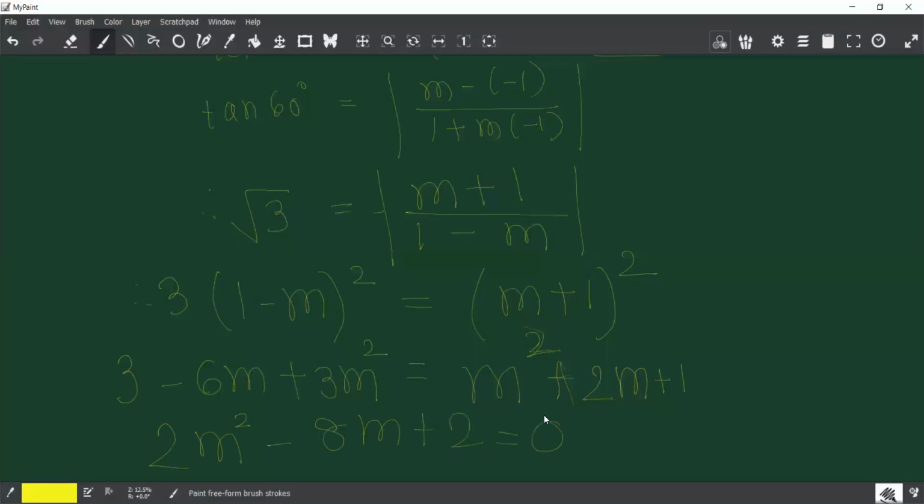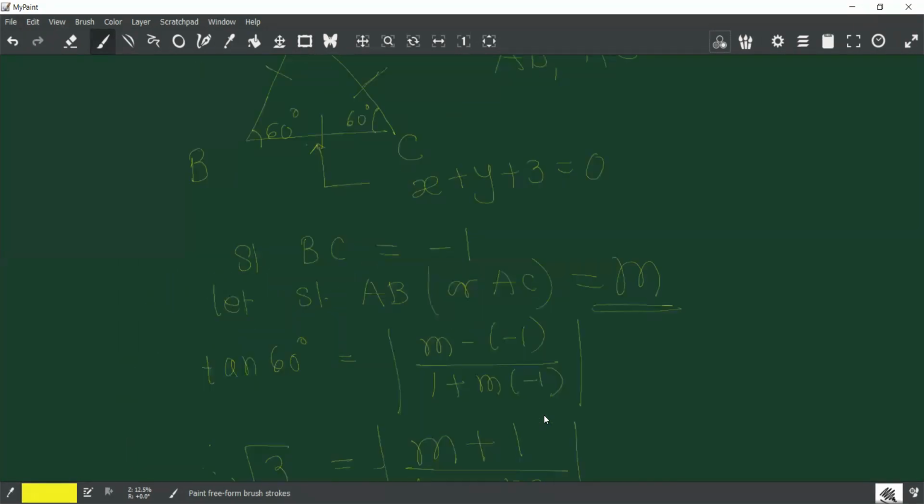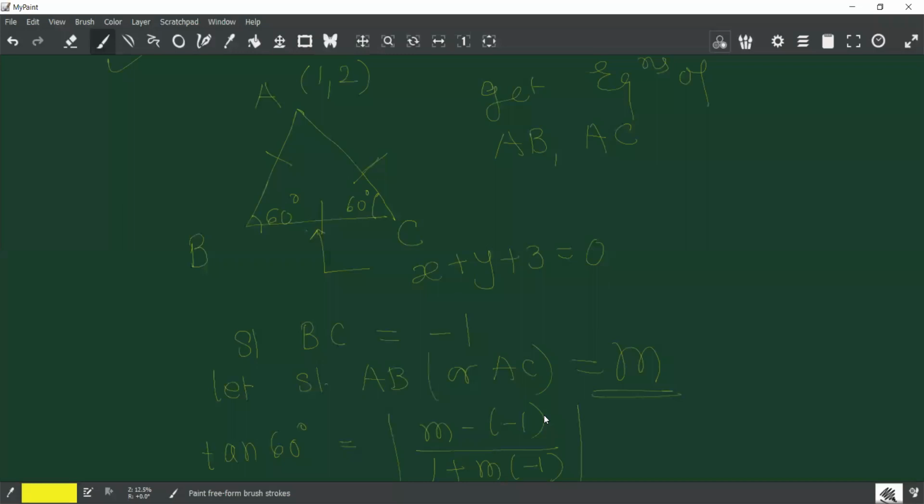Yeah, I will show you the diagram. Yes. Think. It is an equilateral triangle. The vertex A has coordinates 1, 2. Equation of line BC is given as x plus y plus 3. You know, AB and AC, both the sides will make 60 degrees each with the line BC, whose slope is -1. So you assume slope of AB or AC as m, because you will be getting two values of m. One will correspond to AB, the other will correspond to AC.